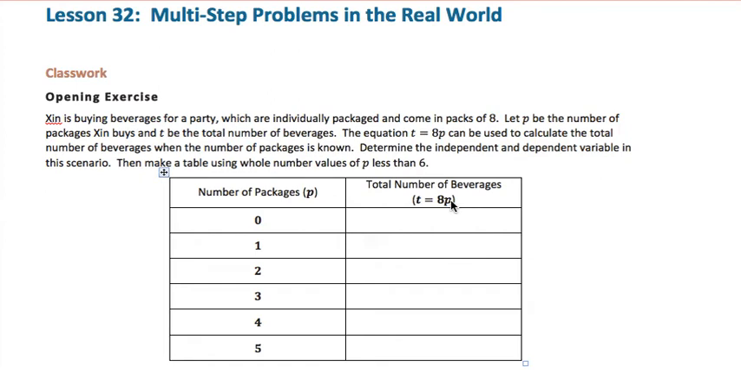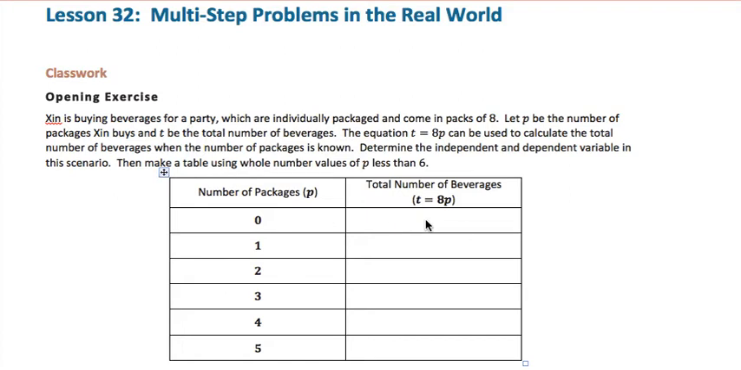is known. And we were to determine the independent and dependent variable in this scenario, make a table using whole number values of P which are less than 6. So our table was started for us already. Our independent variable is the number of packages. Our dependent variable, again, which is dependent on how many packages we buy, is the total number of beverages.